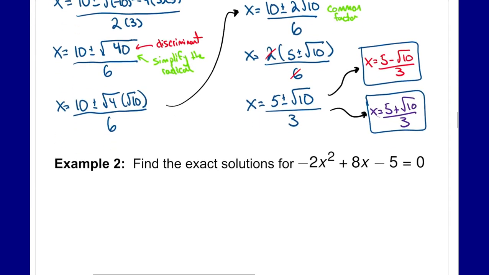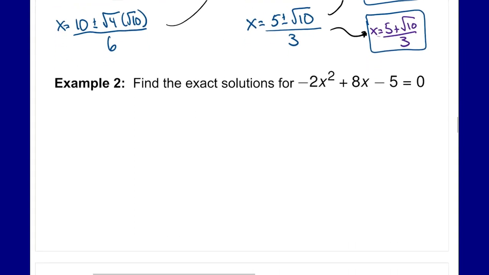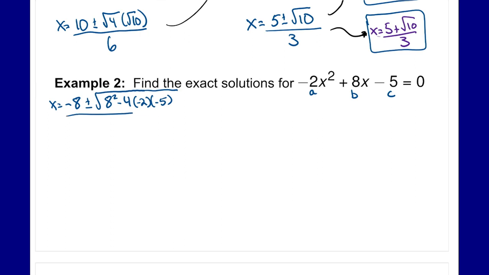Let's go through and do the same thing. The next one, same idea. We have our a value, our b value, and our c value. We're going to plug that into the quadratic formula. So negative b, or negative 8, plus or minus the square root of b squared, or 8 squared, minus 4 times a, or negative 2, times c, which is negative 5, all divided by 2 times a, or 2 times negative 2.